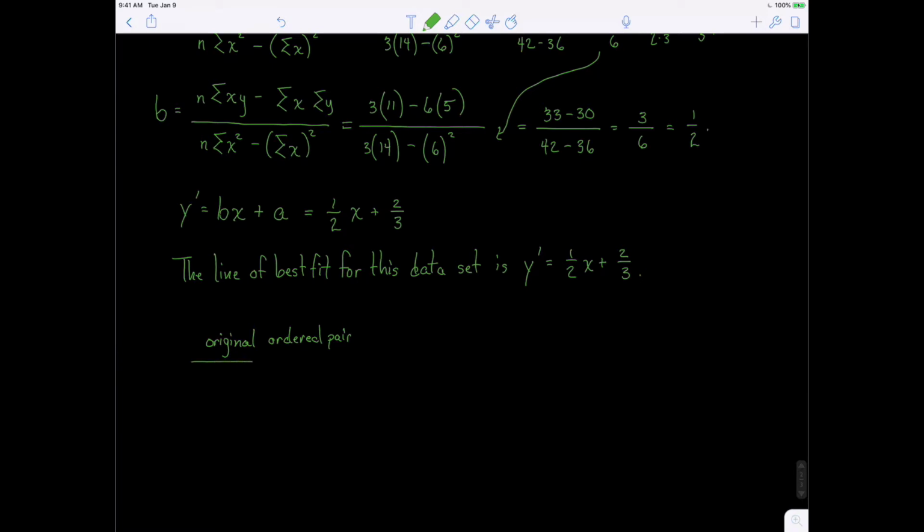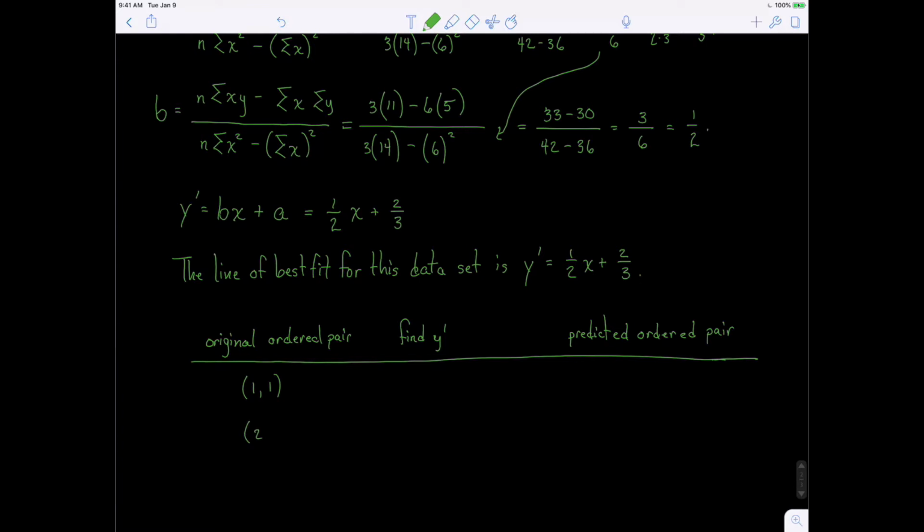And I'm going to make a nice big table here. Then here we're going to find y prime. And then we're going to have what's called the predicted ordered pair. That's the goodness. Predicted ordered pair. All right, so our original ordered pairs were 1, 1, and 2, 2, and 3, 2.